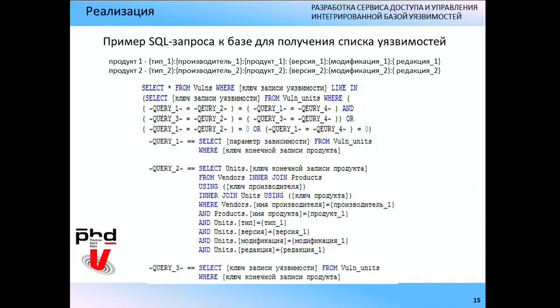In this slide we can see an example of requests, having vulnerability lists for the product lists. In this example, product 1, product 2, which are checked for having the value dependency 0. And the result of this request is getting information about the vulnerabilities.